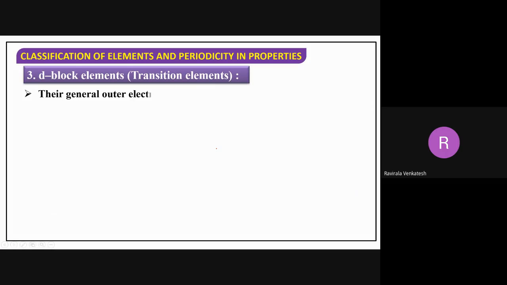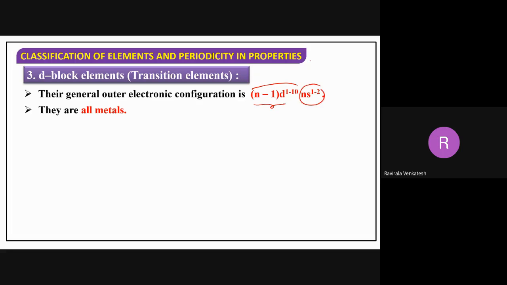Next, the general outer electronic configuration, I already mentioned this one, (n minus 1)d 1 to 10, ns 1 or 2. Why have I written 1 or 2? Because for chromium, you will get 4s1 3d5, and only for chromium and copper you will get a 4s1 configuration. So you can write here also 1 or 2. Either 1 or 2 you will get here.